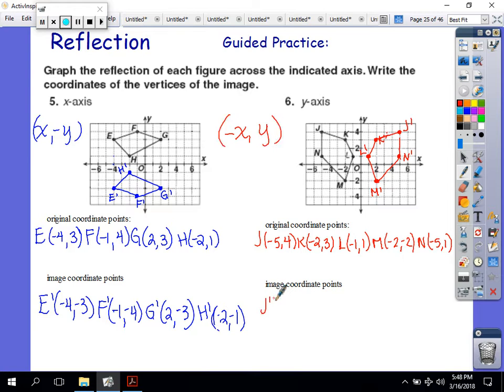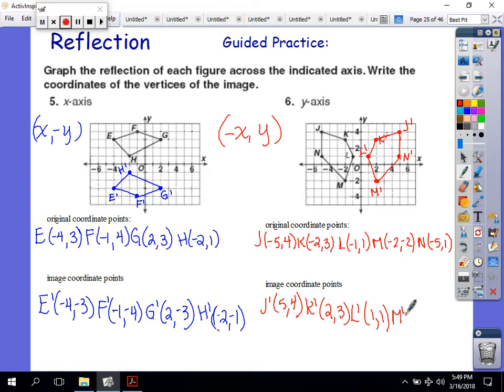The x value becomes its opposite and the y value stays the same. So for J prime, the x value becomes its opposite, so negative 5 became positive 5, and 4 stayed the same. And just to check, we can see that J prime is at right 5, and up 4, and there it is. All right, K prime, the x value becomes its opposite, so negative 2 became positive 2, and 3 stays the same. So on K prime, we start at 0, 0, right 2, up 3, there it is. L prime, the x value becomes its opposite, so negative 1 became positive 1, and the y value stayed the same as a 1. So at 1, 1, we should see L, and we do.